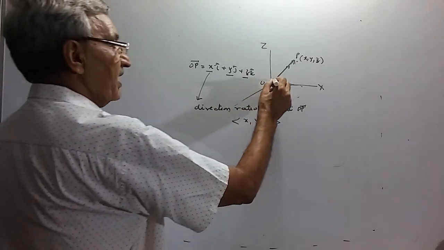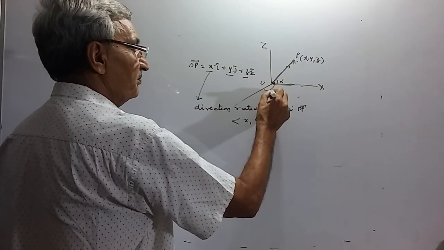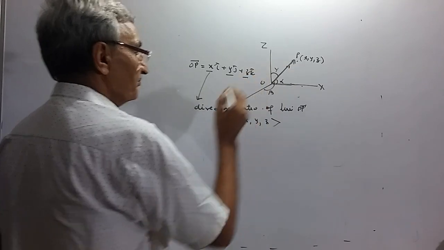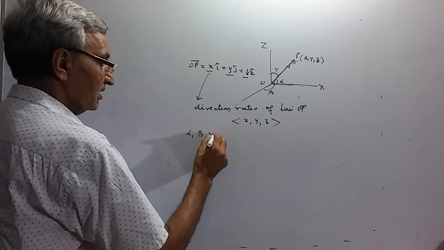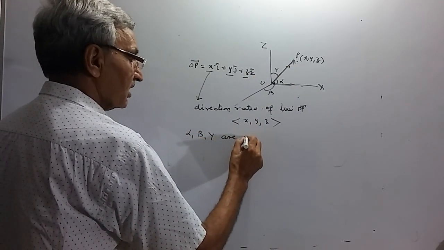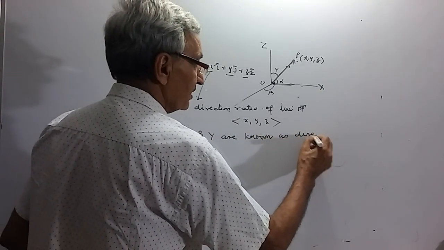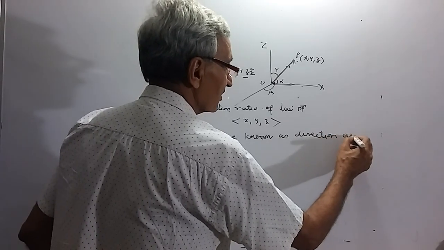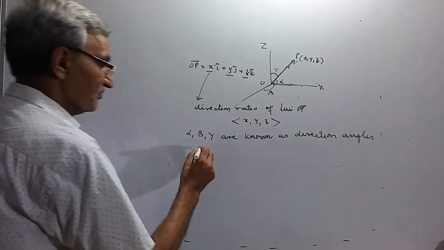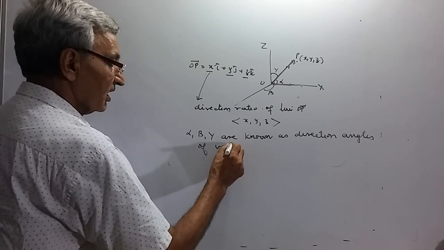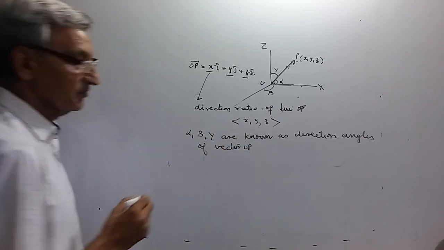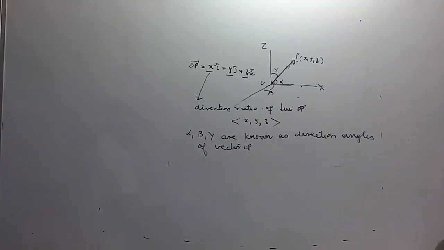If I make this angle alpha, this beta, and this gamma, then alpha, beta, gamma are known as direction angles. They determine the direction of the line or vector OP. This is the direction of OP.